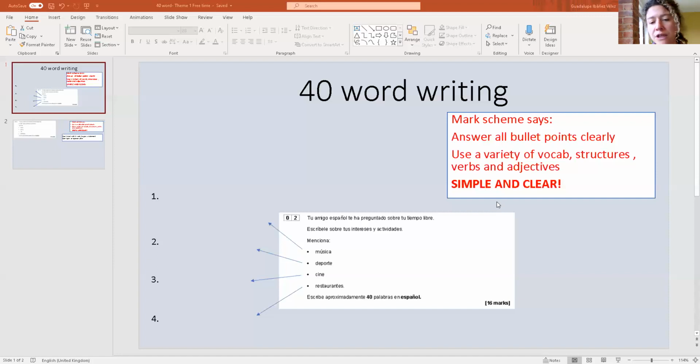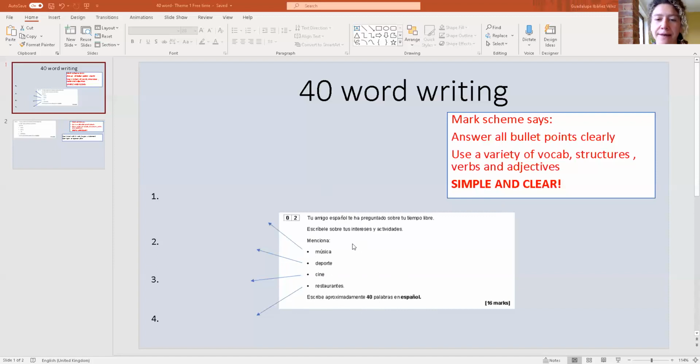So there is no need to write over 40 words. So let's have a look at this. If we have 4 bullet points, and if we are meant to write around 40 words, that works out at a sentence per bullet point. So 10 words per bullet point. It has to be very short, and you all can do this.